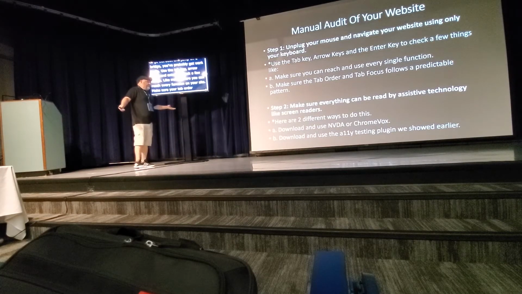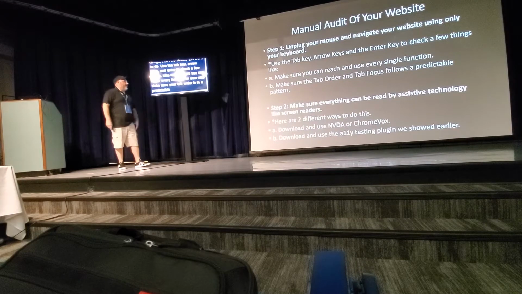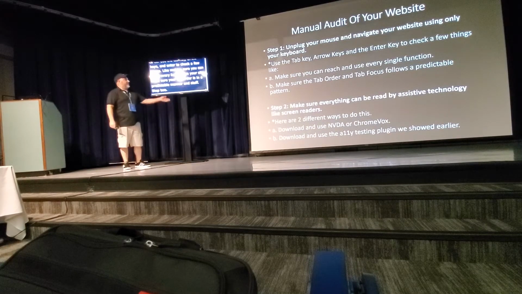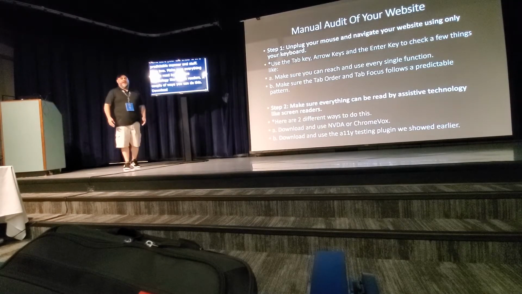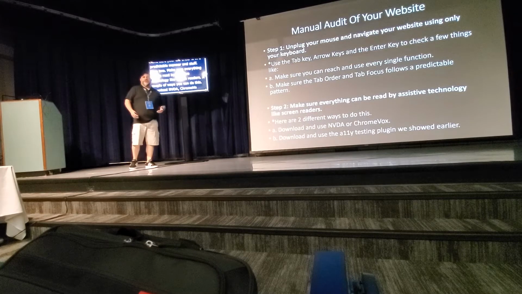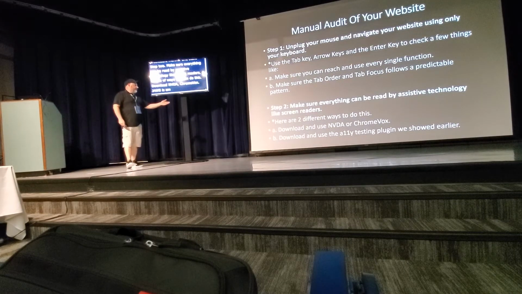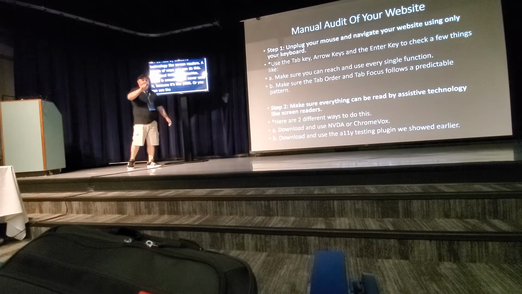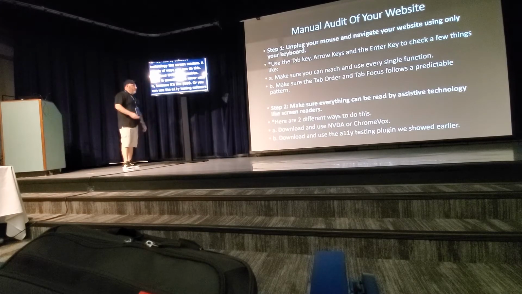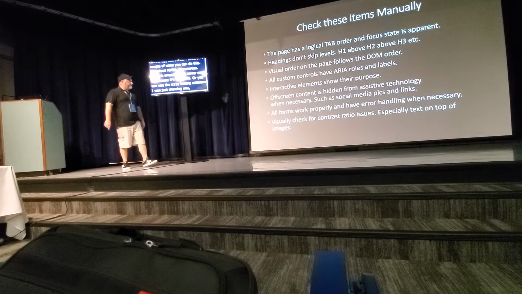Okay, number 2, make sure everything can be read by assistive technology like screen readers. A couple ways you can do this. Download NVDA or ChromeVox or whatever screen reader you want. I think they've got JAWS, which is amazing. I've never used it because it's like $600. Or you can use that alley testing software like I was just showing you, where you're mousing over things and it tells you what the screen reader will announce.